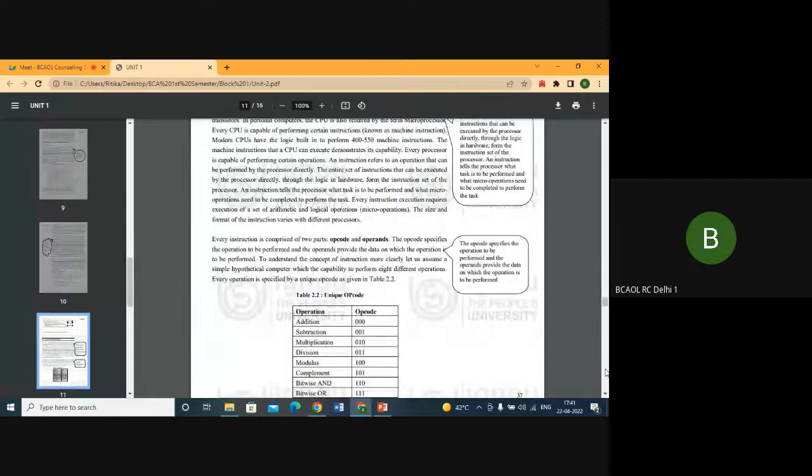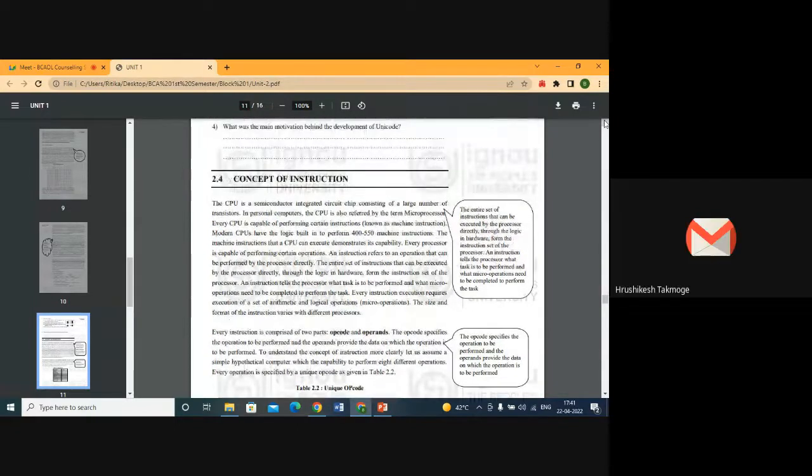Then, do you know what an instruction is? Anybody knows what an instruction is? It's a set of commands. Yes, a set of commands given to the CPU saying that this thing has to be done. Whatever you write in a program, in any language, C or whatever, a single line of code is an instruction.